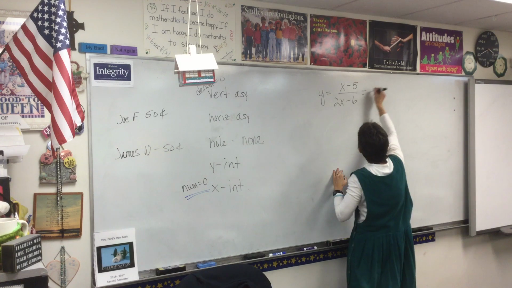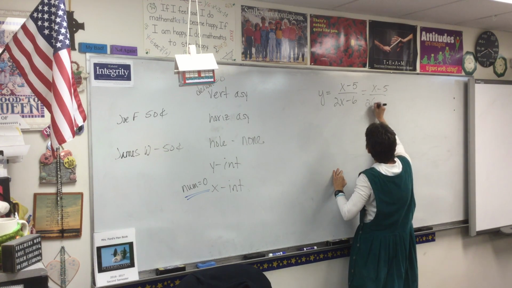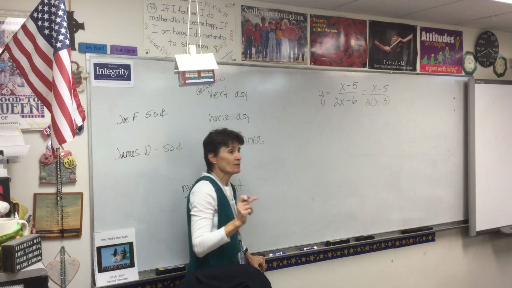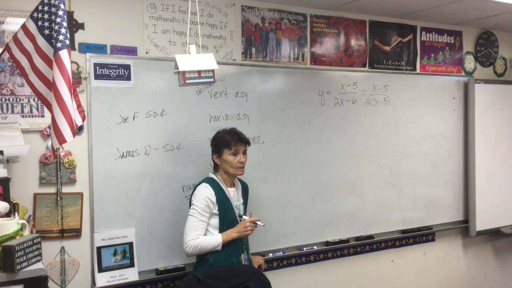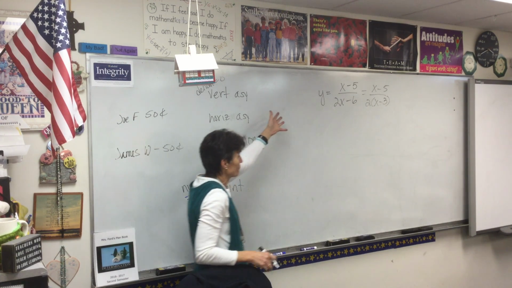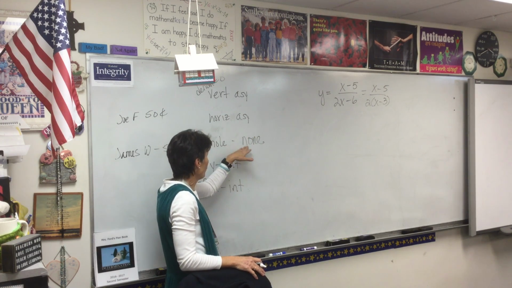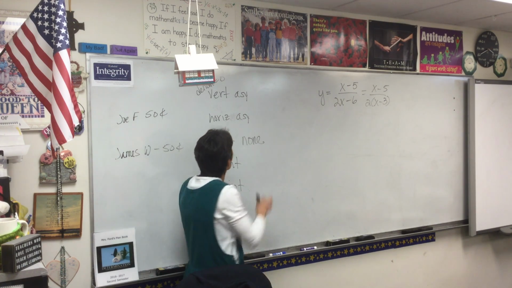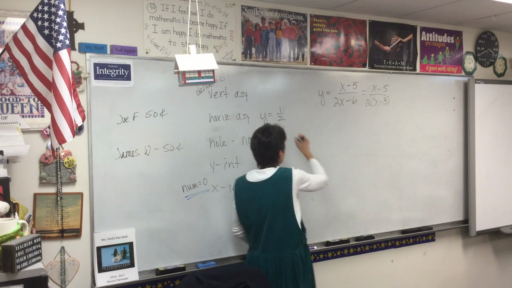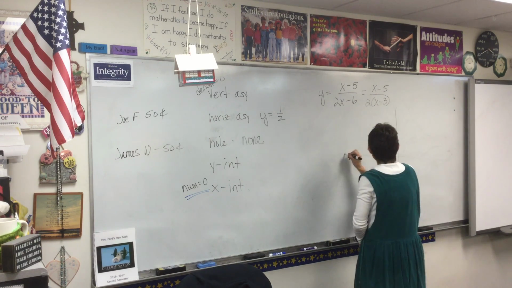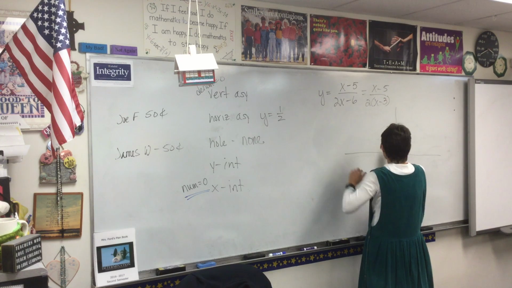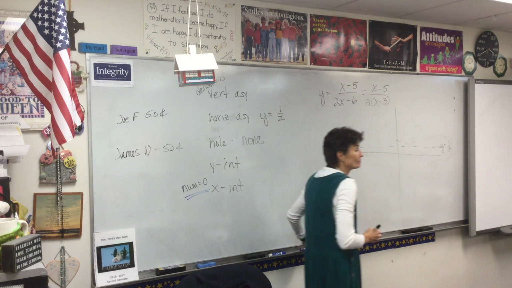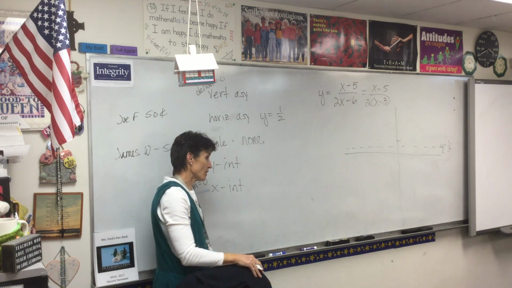Now, you might have said, whoa, but Mrs. Ford, I can factor in the bottom, and you're right, you can, but you cannot cancel. So tell me what you know then from that. The horizontal asymptote is a half. Would everybody agree that because we have x over 2x, our horizontal asymptote is a half? Yes. All right, Chandra?